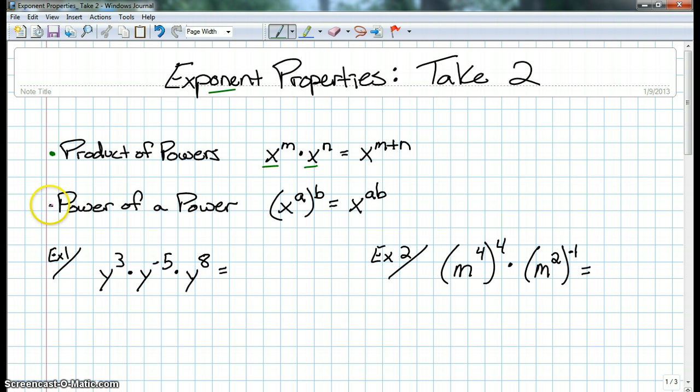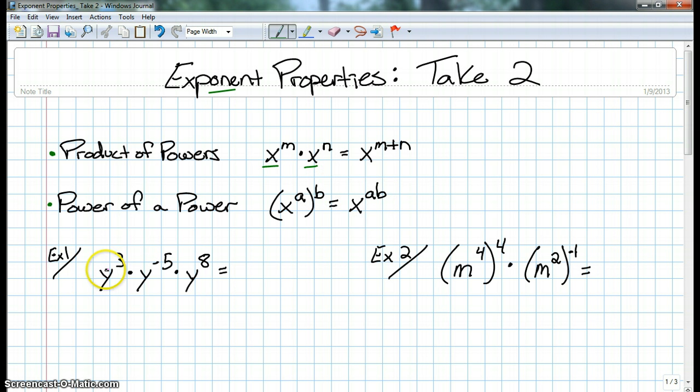The other property that we were able to look at is called power of a power, and that tells us when we have one base that's raised to a power, but then that whole exponential expression is also raised to another power, we just multiply the two exponents here. So x to the a to the b becomes x to the a times b.